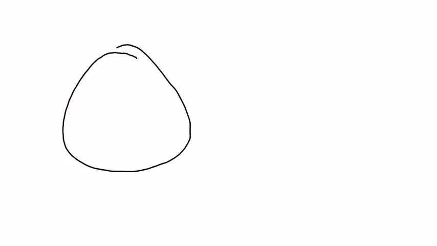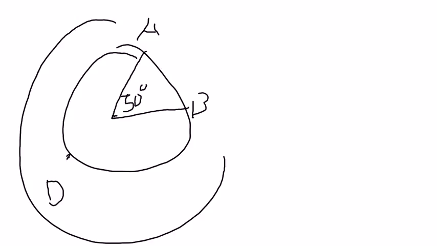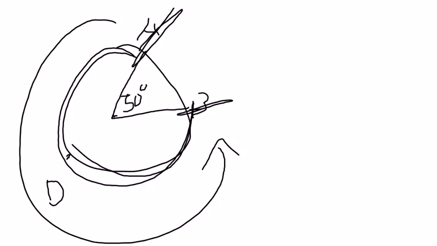Number 2 says name the major arc and find its measure. We have center C right there, and that's going to be 50 degrees. We have A and B, and this is point D. The major arc is going to be from this point around there. That's the major arc. It's the larger of the two intercepted arcs.